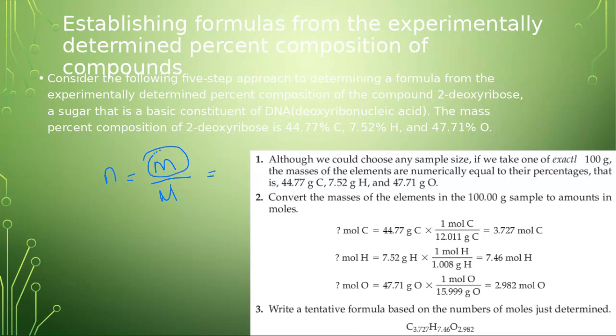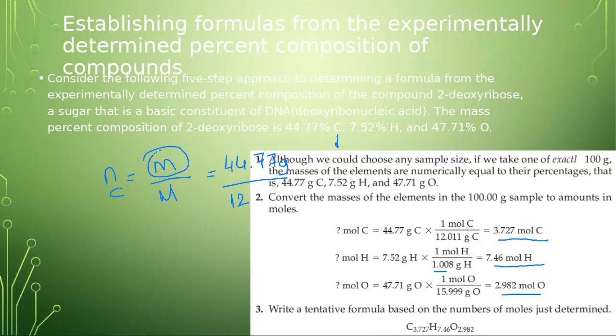For example, the carbon atom: 44.77 grams divided by the atomic mass of the carbon atom. This is 12, and you will divide by that value, and then you will find the moles of carbon atom. For the hydrogen atom, you divide by 1 gram, and you will find it. For the oxygen atom, you will do the same thing.